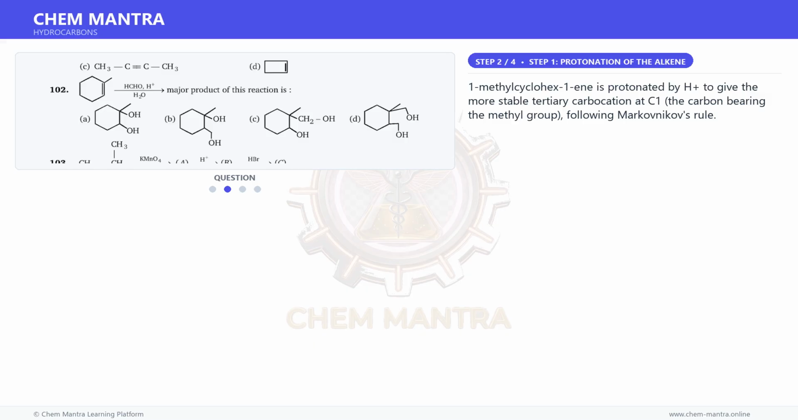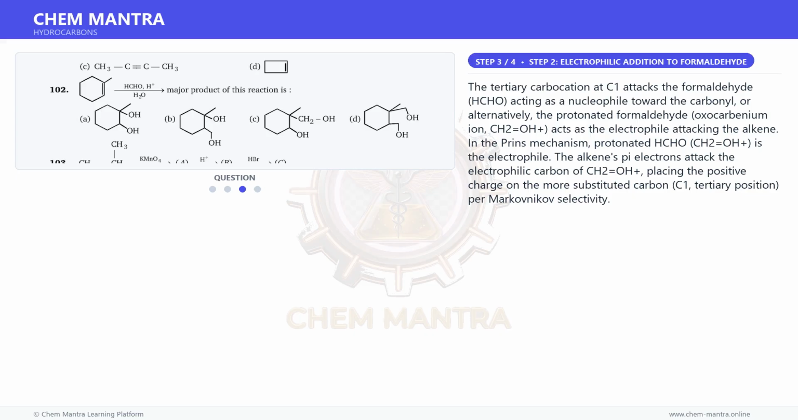1-methylcyclohexene is protonated by H+ to give the more stable tertiary carbocation at C1, the carbon bearing the methyl group, following Markovnikov's rule. Moving on to the next step. The tertiary carbocation at C1 attacks the formaldehyde, HCHO, acting as a nucleophile toward the carbonyl, or alternatively, the protonated formaldehyde, oxocarbenium ion, CH2=OH+, acts as the electrophile attacking the alkene.